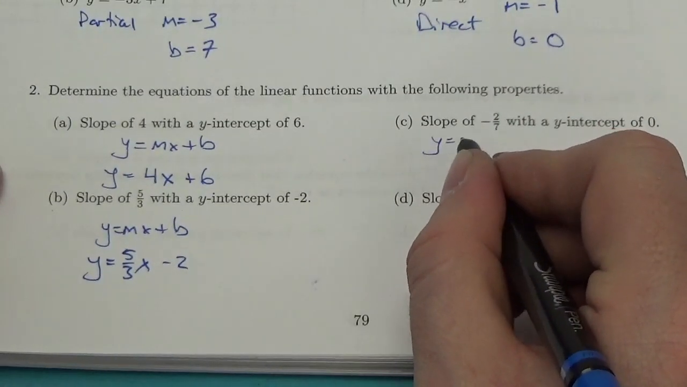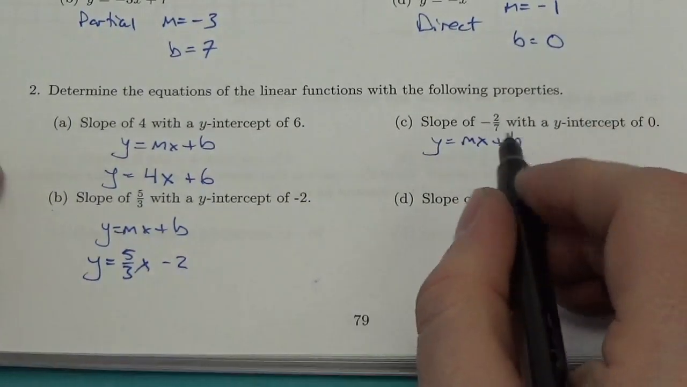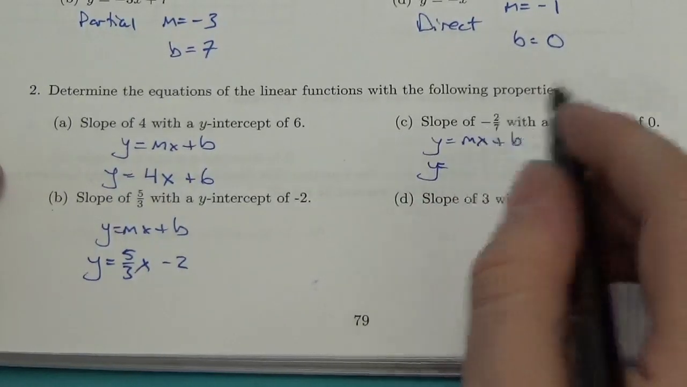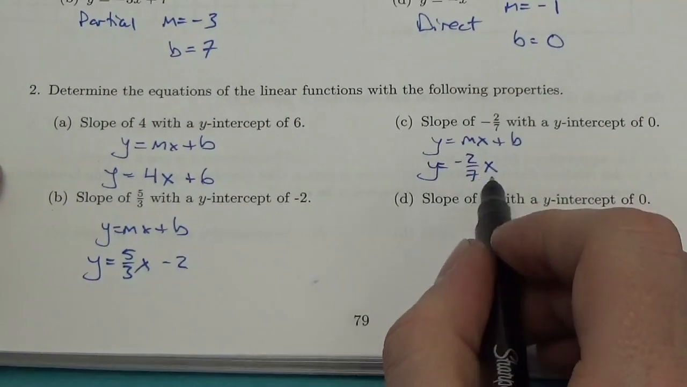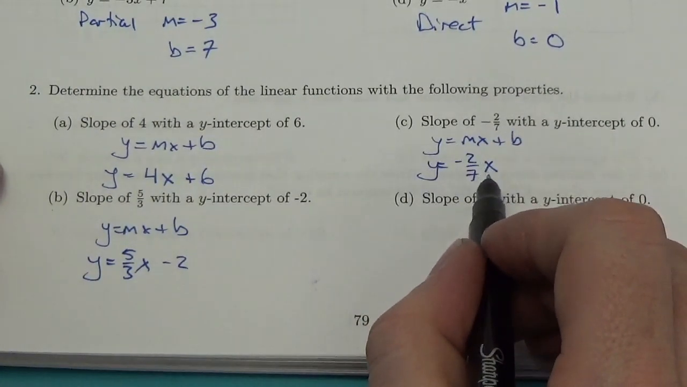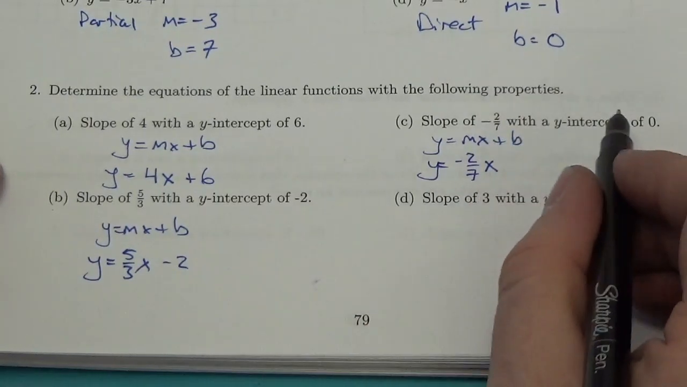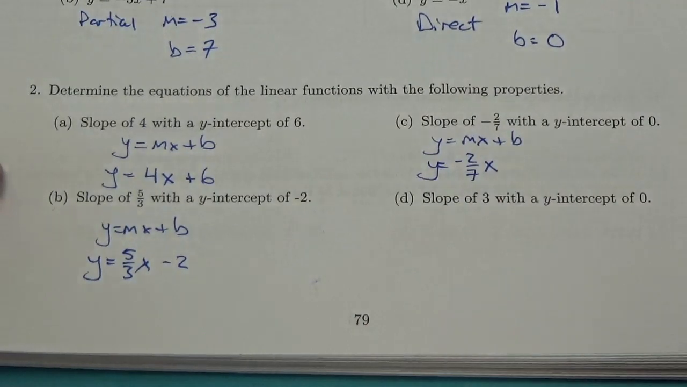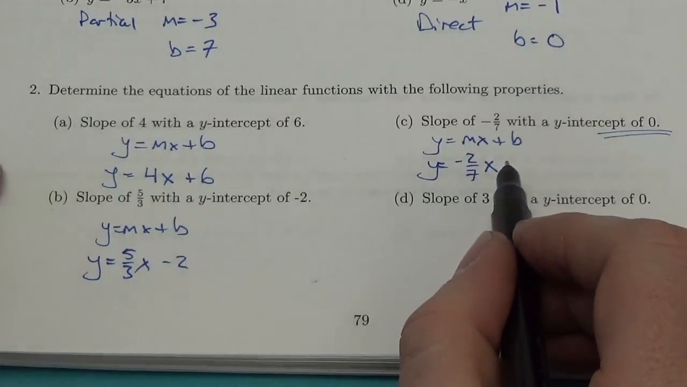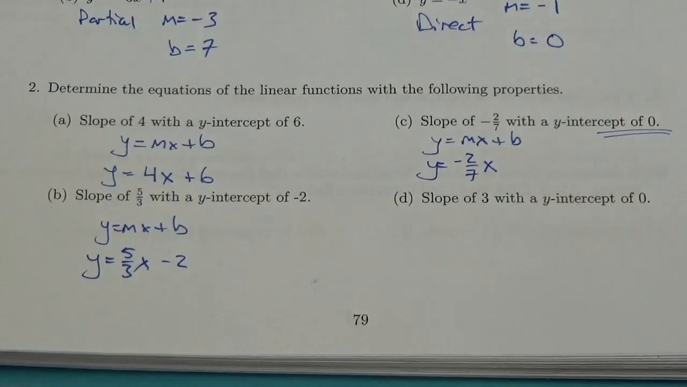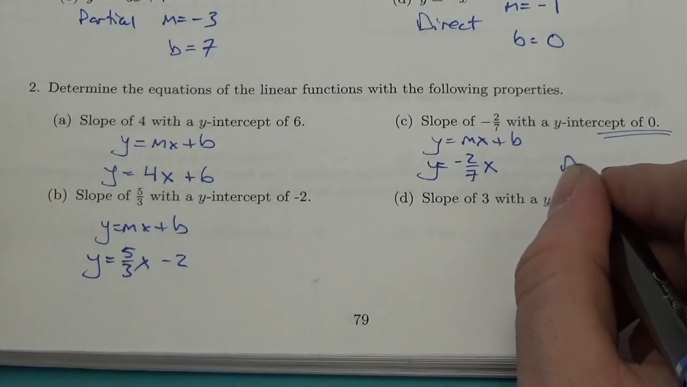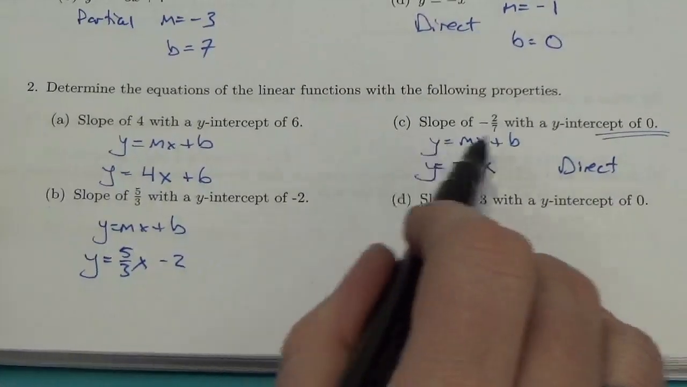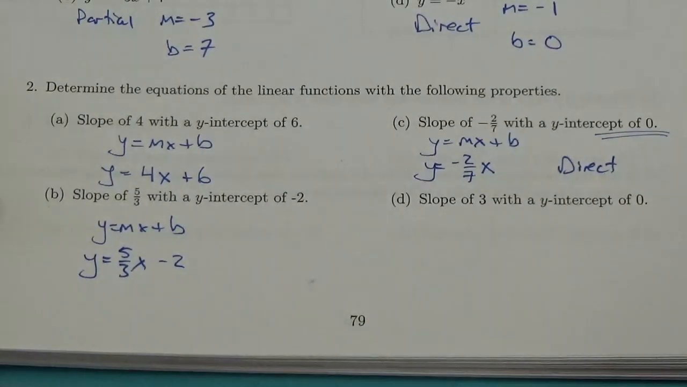Over here, again, y equals mx plus b. Slope of -2/7. It doesn't matter that that's a fraction, but I have to put the x there to show that this is the slope. Without that x there, I don't know what this is. And then the y-intercept of 0. Well, if the y-intercept is 0, I could write plus 0 there, but there's really no point. It doesn't do anything. So this one is actually direct. I kind of assumed it was partial, but it turns out this is actually direct.